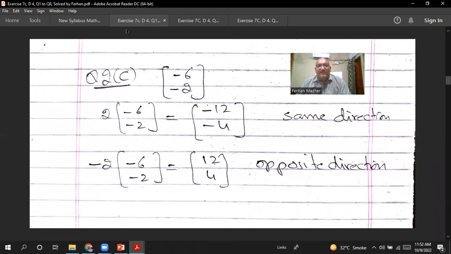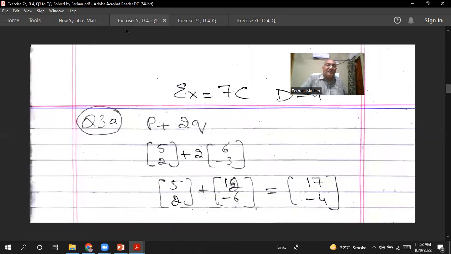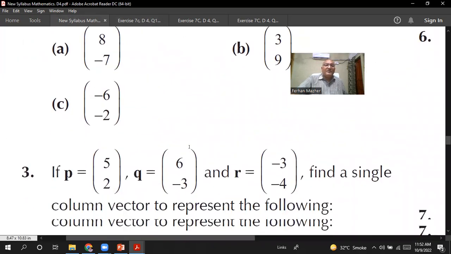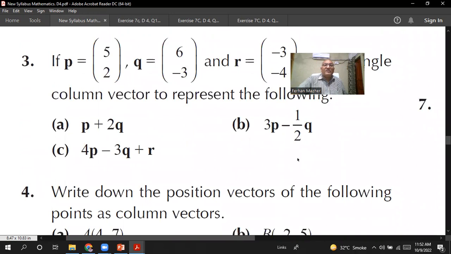You see, the methodology is very simple. You multiply with a positive number, you get a vector which is parallel to the given vector. If you multiply with a negative number, you will get a vector which is parallel to the given vector, but in opposite direction. So this is how you will do this part. So that was question number 2, and I've done all of them. Okay, so we are going to the next question.